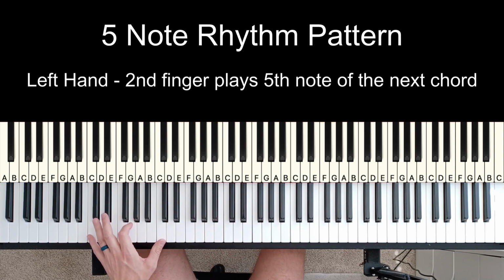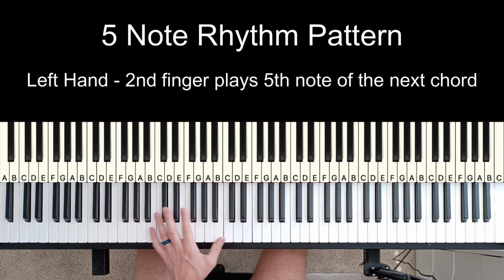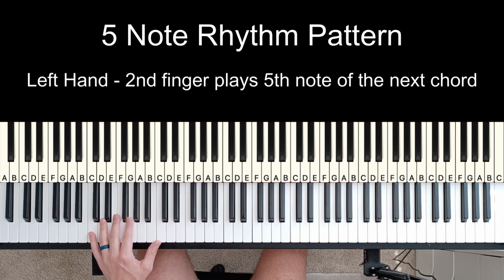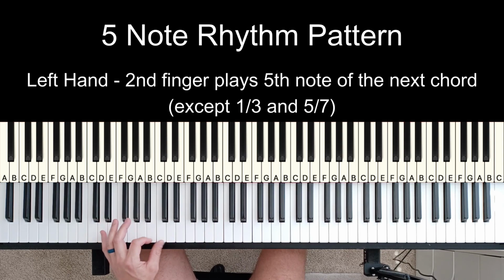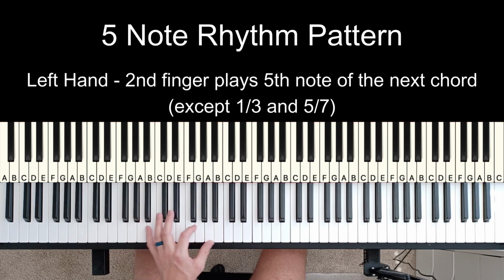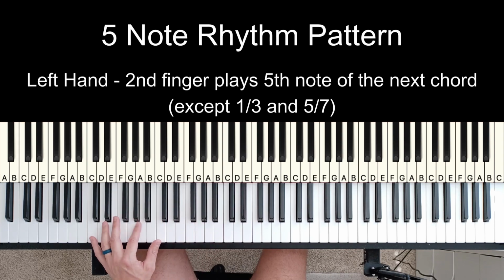So we'll start with our left hand because it's a little bit more complicated if you're not used to playing rhythm with your left hand. So we're going to walk up this major scale, and then in between the rhythm pattern, we're going to use our 2nd finger, and we're going to play the 5th note of the next chord that we're going into. The only caveat with that is when we get to our 1 over 3 and our 5 over 7, that's when our rhythm finger is going to change.